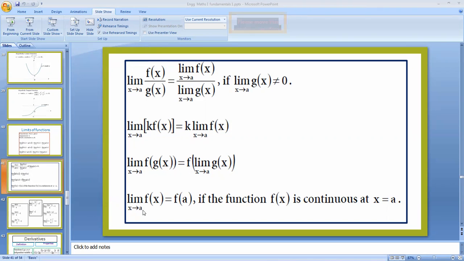Now, what is that next? The limit of f of x as x tends to a is equal to f of a. The condition is that the function of x is continuous at x is equal to a. Function is continuous at x is equal to a means without break, every time there should be a value of the function. Am I right? So that is called continuous. The function should be continuous, not a breakable function. So the limit of f of x as x tends to a is f of a when the function is continuous at x is equal to a.